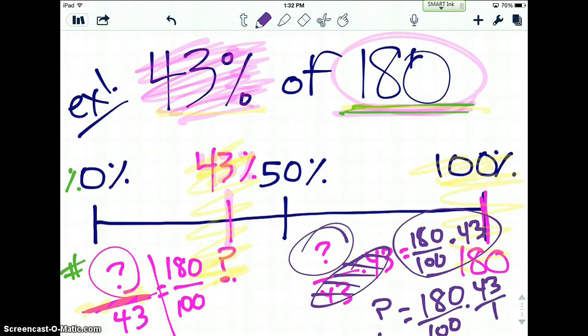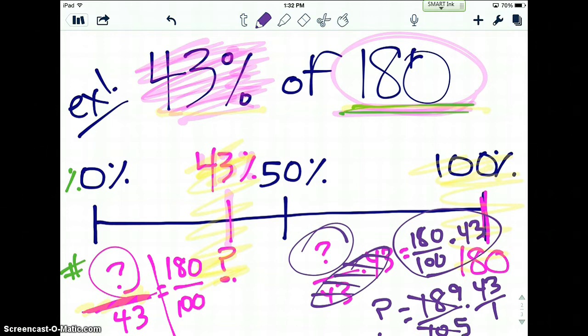Could I simplify anything, cross-reduce anything before I actually start this? Yes. 180 over 100 right here, I see they both have zeros. I'm going to go ahead and cancel those out. So really, that's the same thing as 18 over 10. Could anything else reduce? Yes. 18 and 10 are both divisible by 2. So 18 divided by 2 is 9, and 10 divided by 2 is 5.